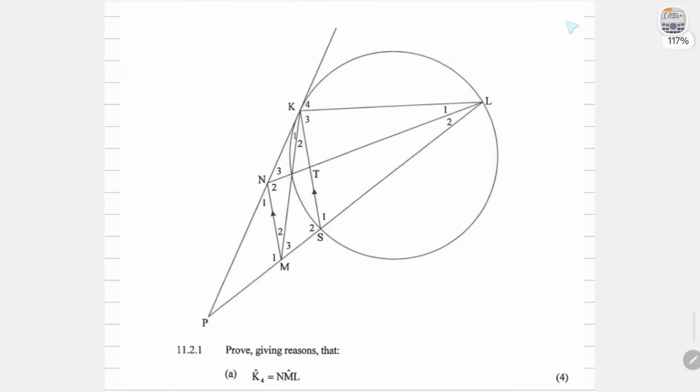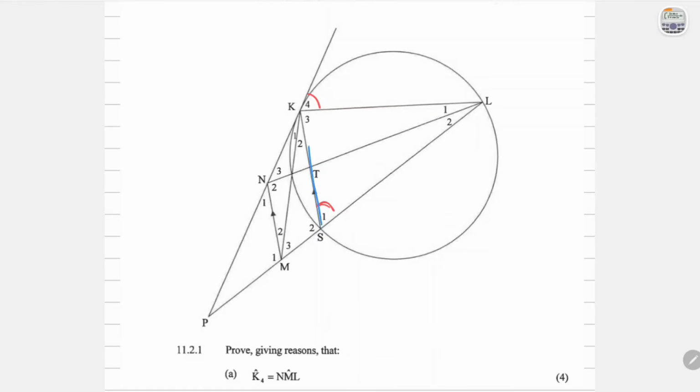Okay, so let's look at the diagram. Angle K4 is here. So it's the angle between the tangent and this chord KL. So it's going to be equal to the angle at the circumference in the circle supported by this same chord KL, which we can see is this angle S1. From angle S1, where is S1? It's at the circumference, yes, but you see that it's also next to this parallel line.